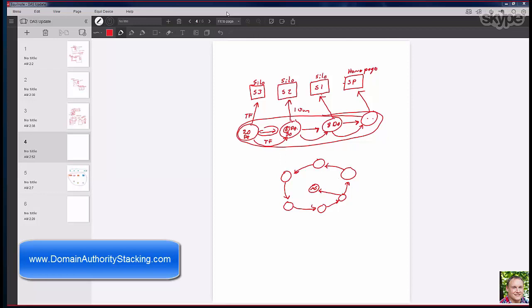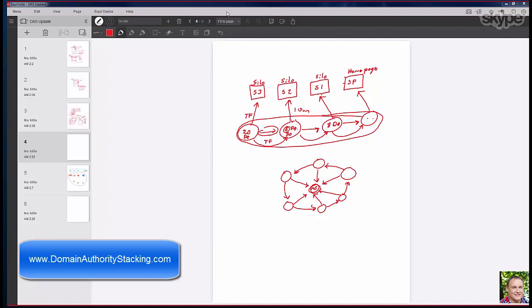This method used to work really well at one point, but Google recognizes that and says, "Hey, you can't do that. They're all interlinked. They're all going to the same target."